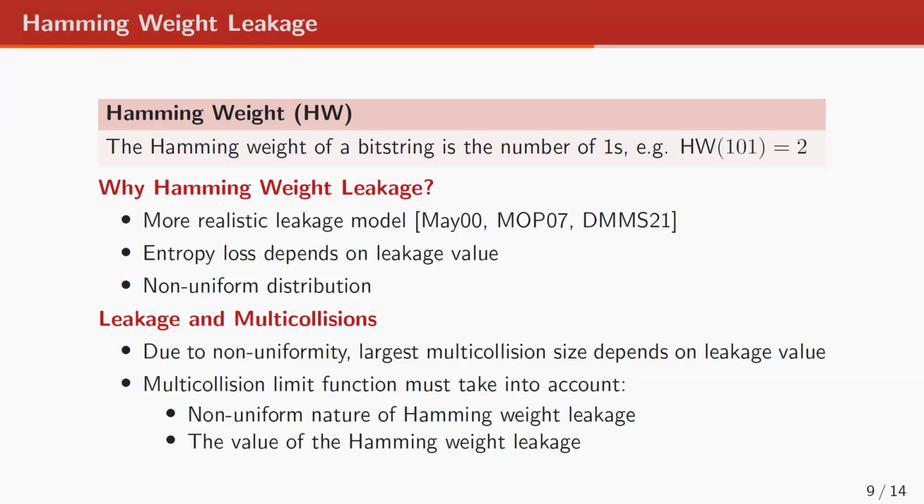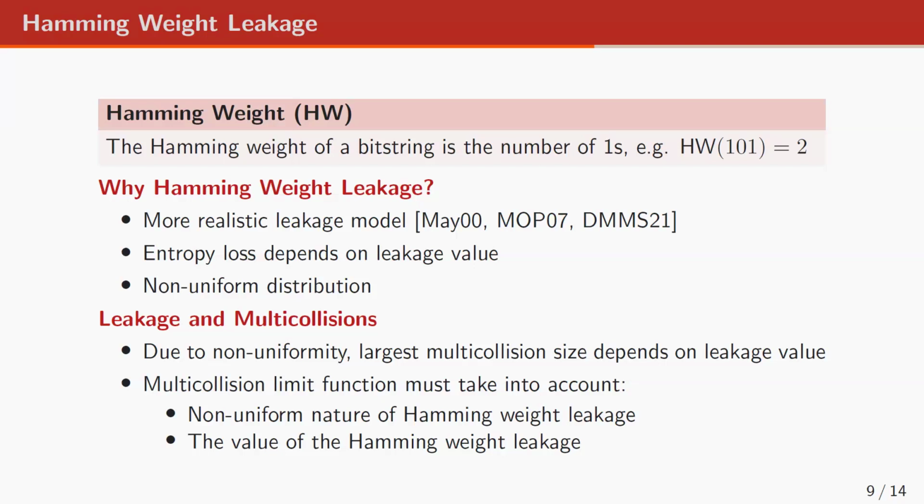But also it's no longer the case that the largest multi-collision is also the best, because it may be better for the attacker to use a multi-collision that collides on the leakage value, which results in a larger entropy loss. So now the multi-collision limit function must take into account the non-uniform nature of the Hamming weight, but also the value of the actual Hamming weight leakage. So we get a multi-collision limit function for each possible leakage value. And this way we can compare the different leakage values and see which multi-collision has the best balance of the entropy loss and the size of the multi-collision.